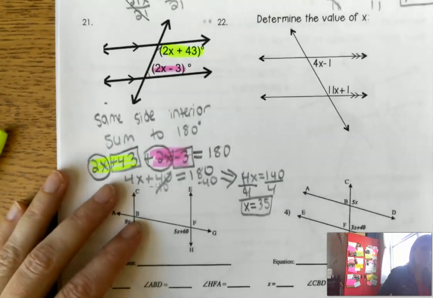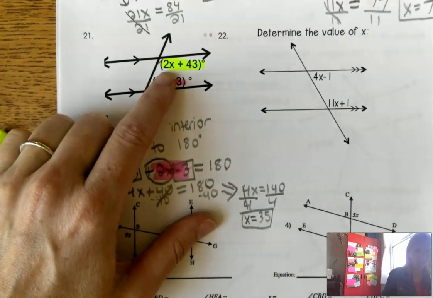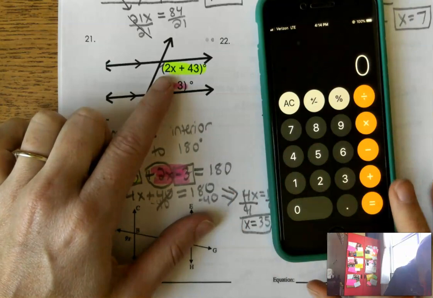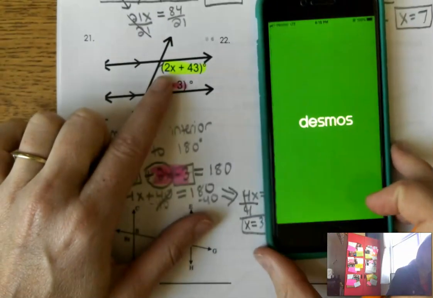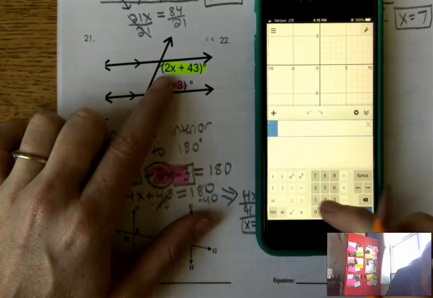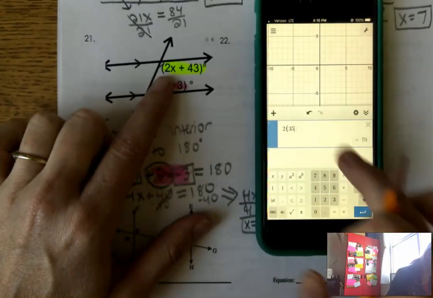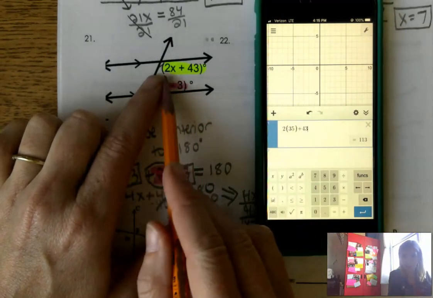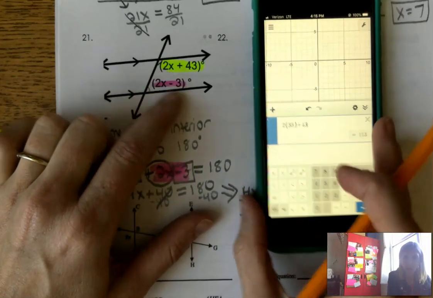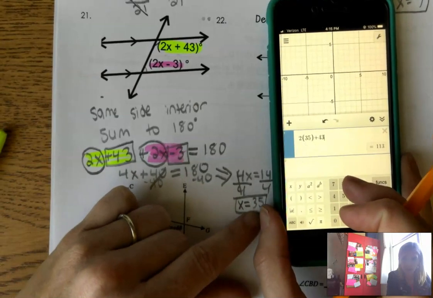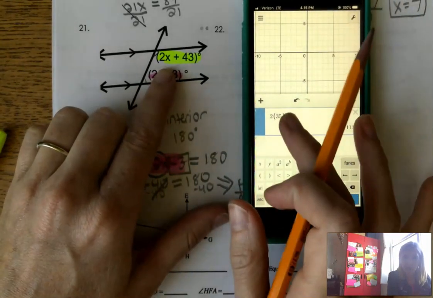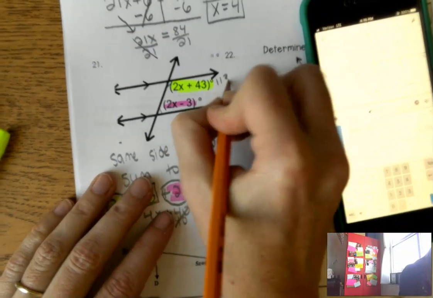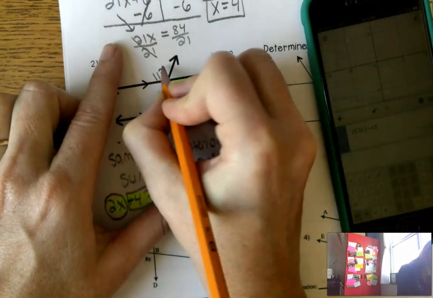If I were going to try to figure out these angle measurements, I would need to plug 35 back in for x. So let's do this on Desmos because I think it'll be more clear on Desmos. I'm going to do 2 times 35 plus 43. All I did was take this expression for the angle and plug in what we got for x. Remember, we solved for x. We said x was 35. So I plugged 35 in. 2 times 35 plus 43 gives me 113. So I know that this angle is 113, and I also know the vertical angle across from it is 113.